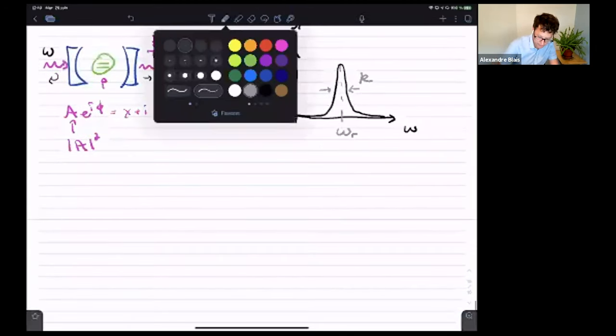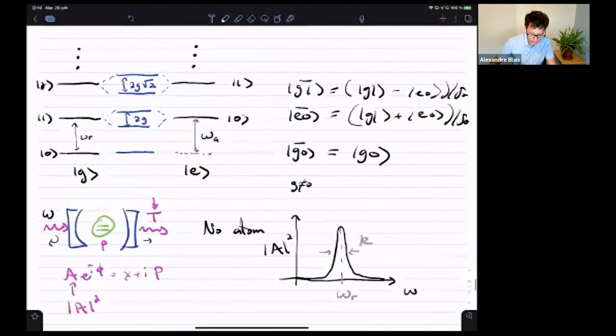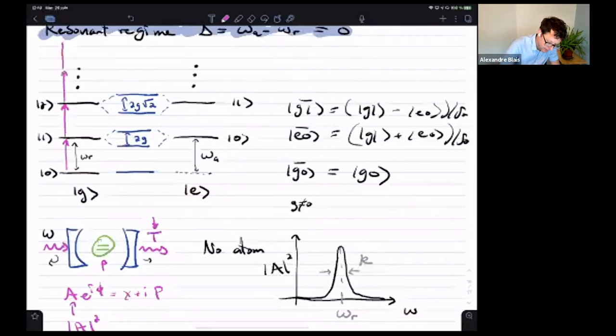Now, of course, with the atom, the situation is different. The situation is different because we need to go back to this drawing. In the absence of any coupling, if G was equal to zero, what we were probing was essentially these transitions, right? We were probing these transitions, which are, by the way, always the same. For a harmonic oscillator, you go up the ladder and always at the same energy. In the presence of the atom, of course, the situation is drastically different. What you're probing are the dressed states of light and matter. Now, what you will be probing is this dressed ladder.